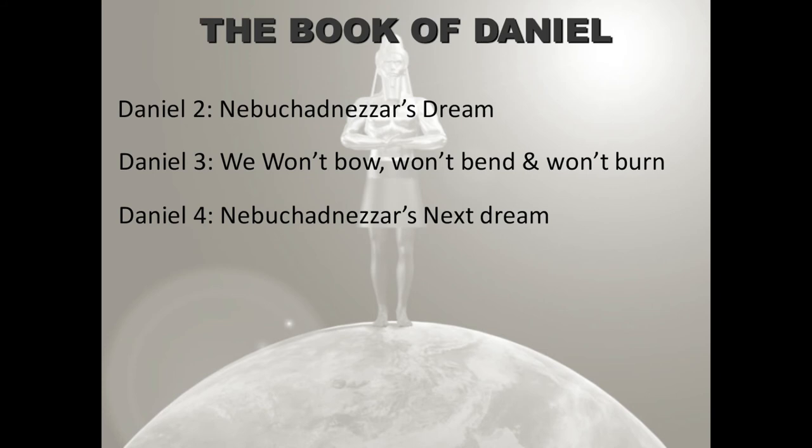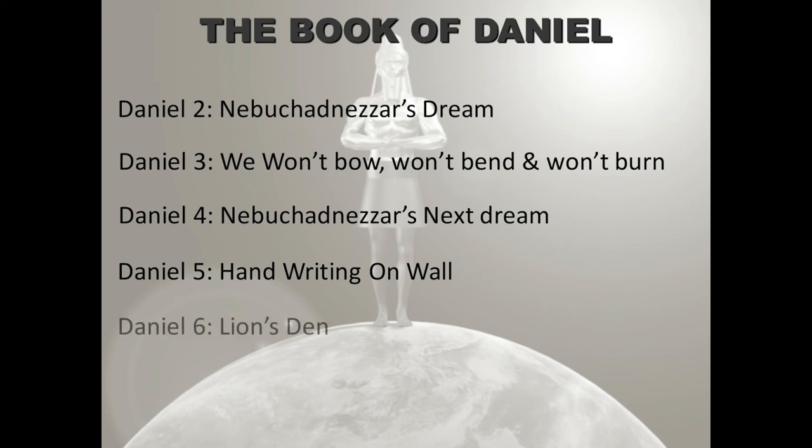We're going to see in Daniel chapter 5 where Belshazzar gets drunk and uses the vessels that had been brought into captivity from the children of Israel, and he's going to toast the gods of wine, silver, gold, and all these things, and he's going to see the handwriting on the wall.